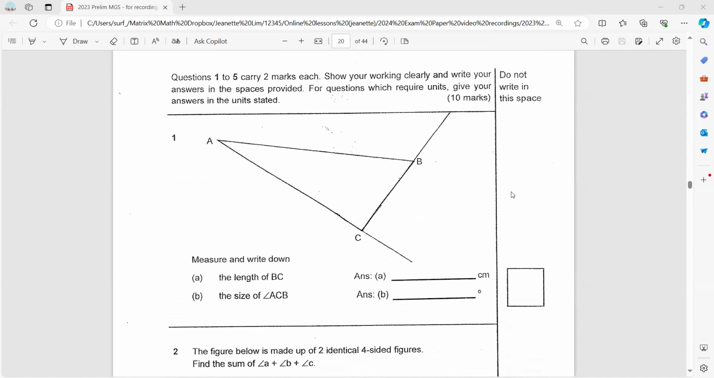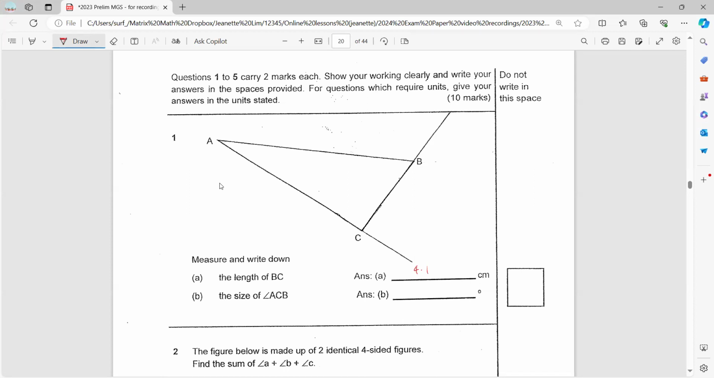Question 1. Measure and write down the length of BC. So BC is here. I can't show you the measurements here, but your answer should be about 4.1. The acceptable range will be between 4 cm and 4.2. If you get anything within that range, it's fine. So anything between 4 and 4.2 is okay, okay?